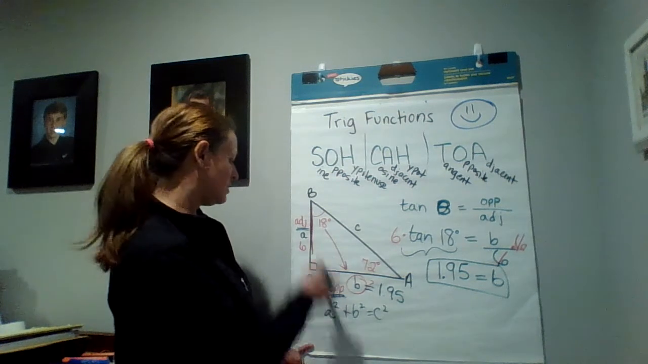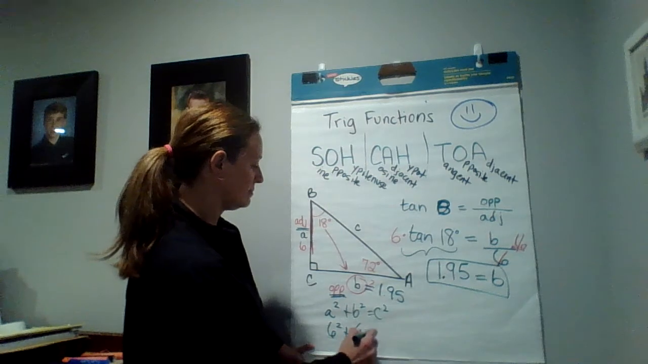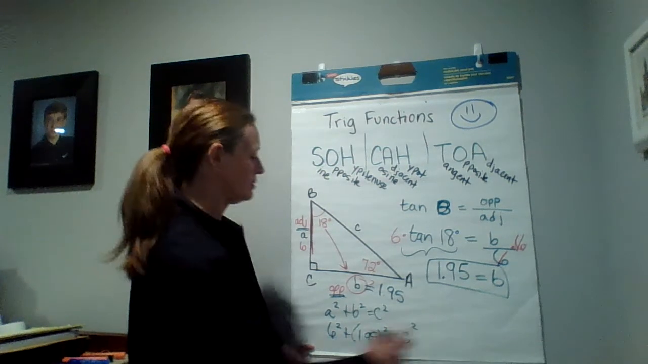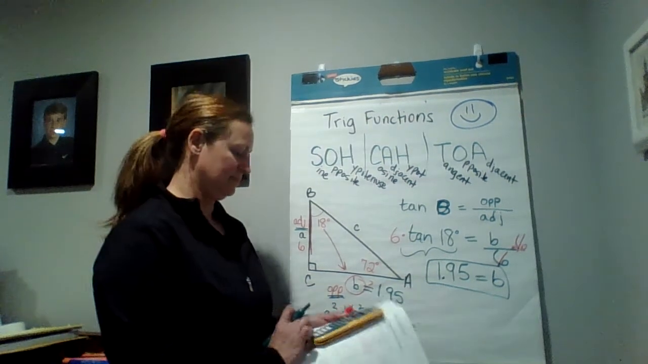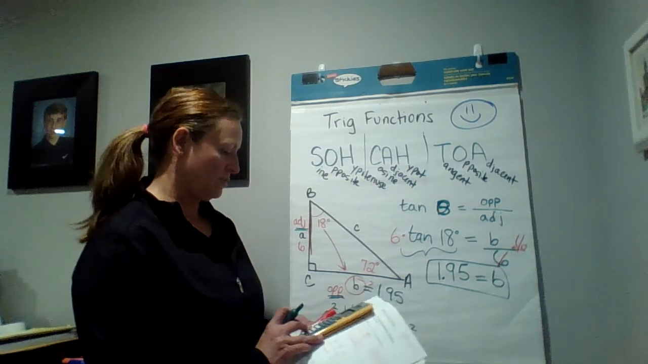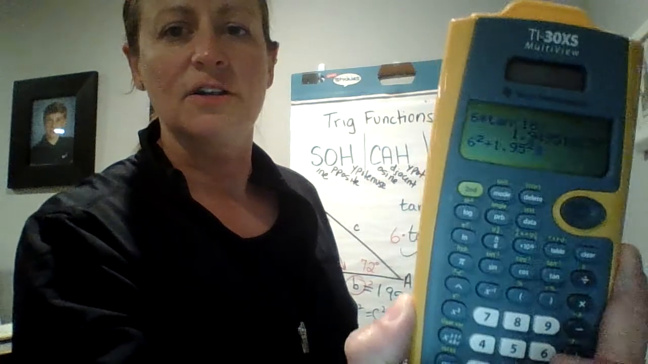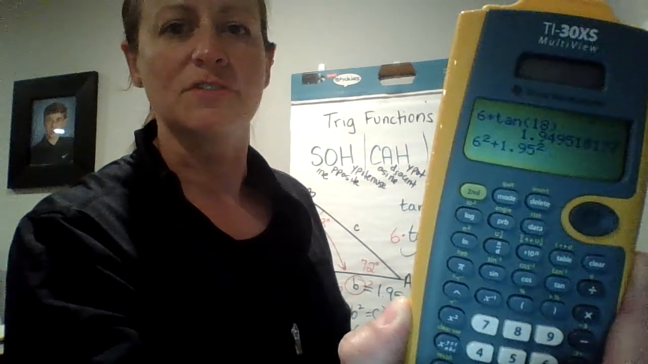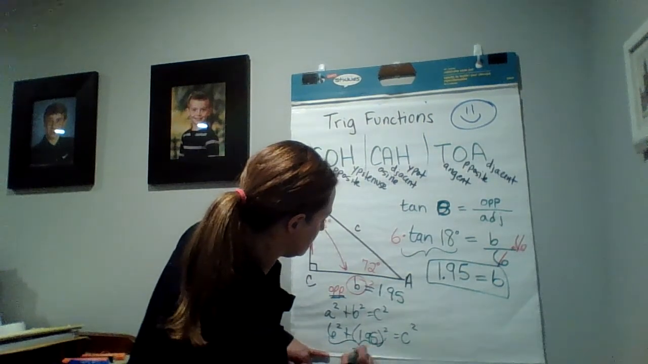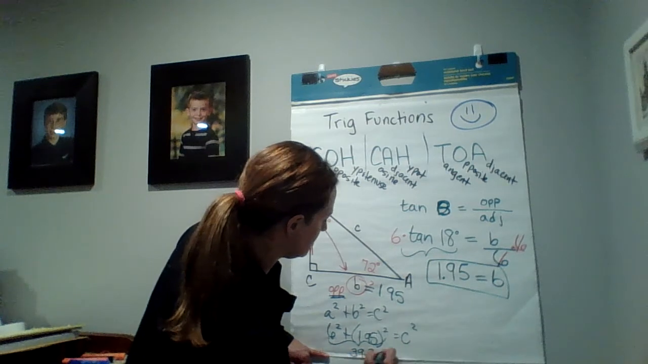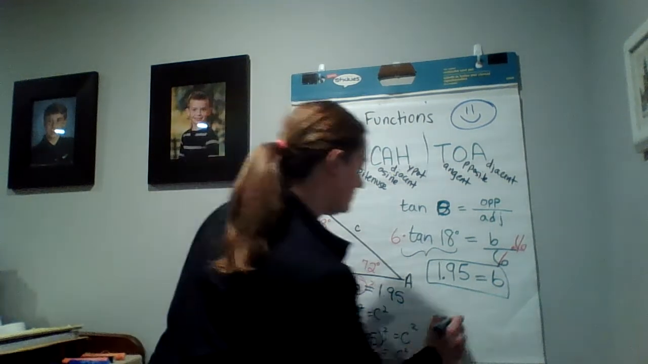We could plug in 6 for A, and we could plug in 1.95 for B, and we could square this, add them together. Let me just do that. 6 squared plus 1.95 squared. I'm typing into the calculator the entire expression, 6 squared plus 1.95 squared. And I get 39.8 for all of this, equals C squared. And if I want to find C, I just take the square root of that.